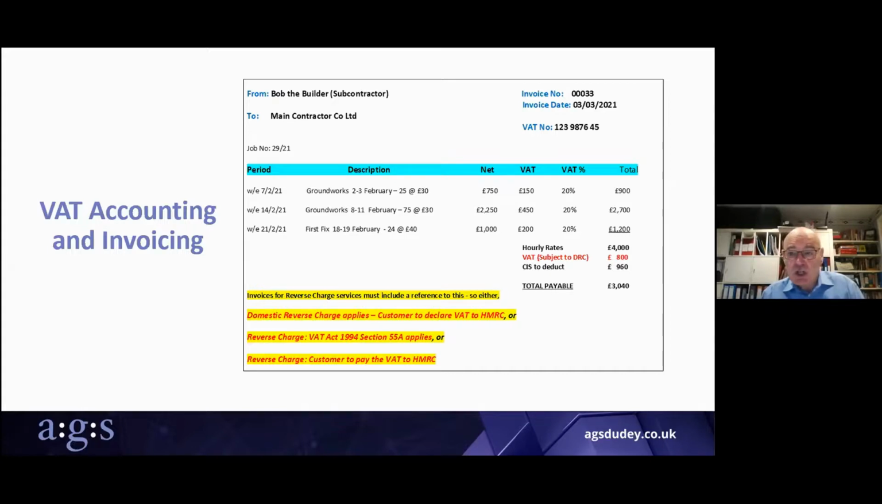Obviously the invoice has got to change, and this is an invoice that would have to be issued. This is one where somebody's invoicing for day works. The net value is shown there, and the VAT is just shown as subject to DRC because that isn't going to be part of the invoice. You'll notice that the net value less the CIS deduction is what is paid. The notation that goes on the invoice will be one of these things that's highlighted in yellow. Any one of them will do.